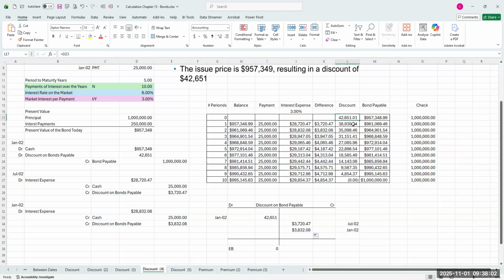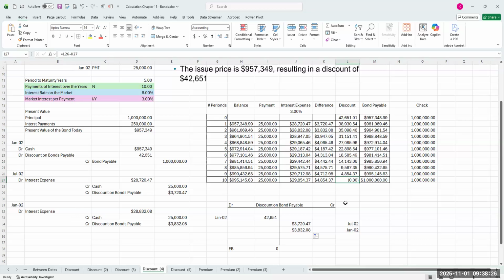And as you can see, the discount from 42,659 going down to zero by continuously deducting or adding on the credit side the differences. That's what we're gonna do. And that's what we're technically doing with those journal entries.